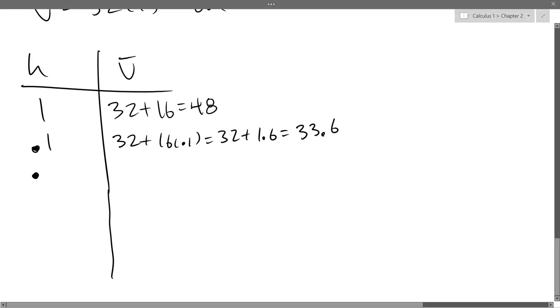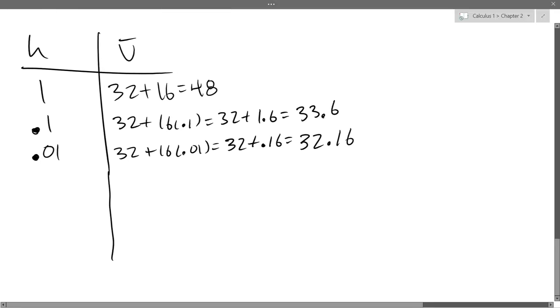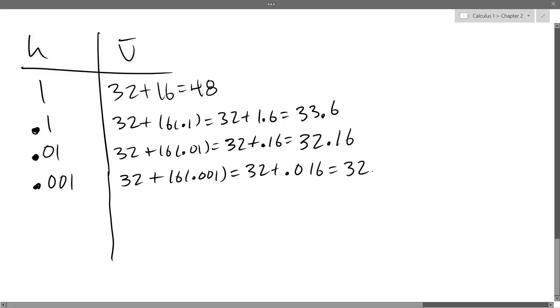What's the next number in the pattern? 0.01. There we go. So it goes 1, 10th, 100th, we'll go 1,000th next. 32 plus 16 times 0.01, 32 plus 0.16, 32.16. So 0.001: 32 plus 16 times 0.001 is 32 plus 0.016, 32.016.